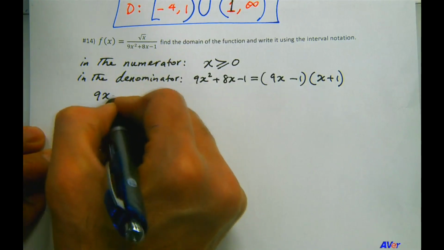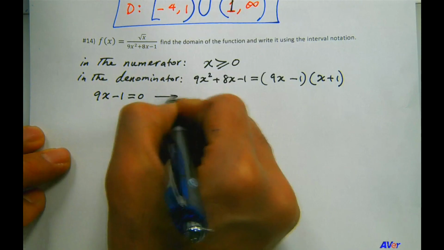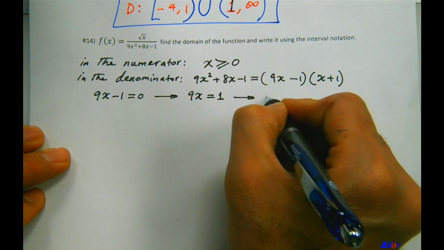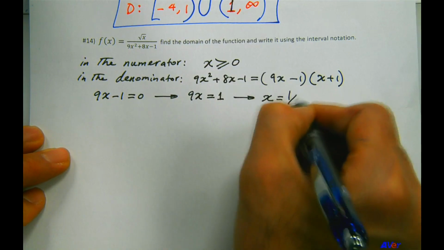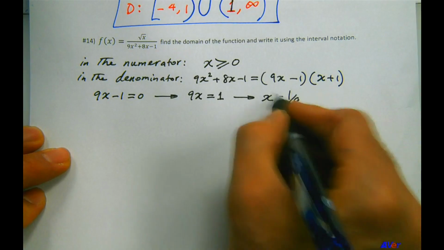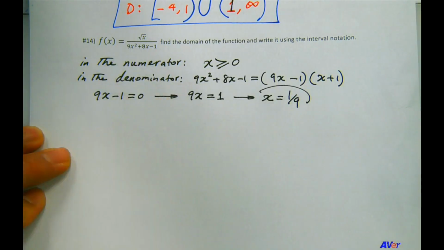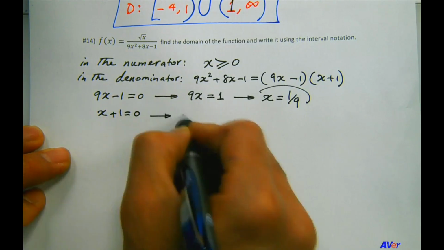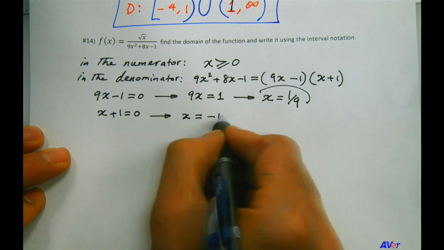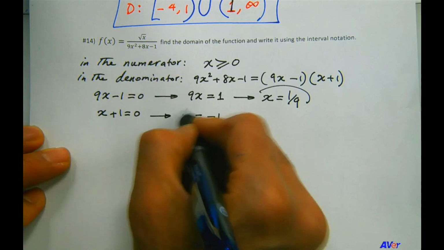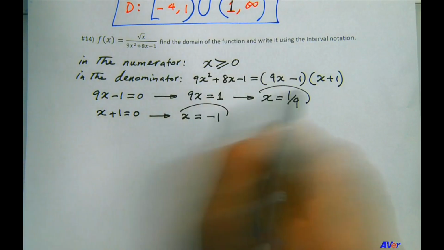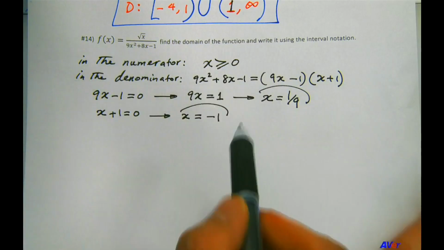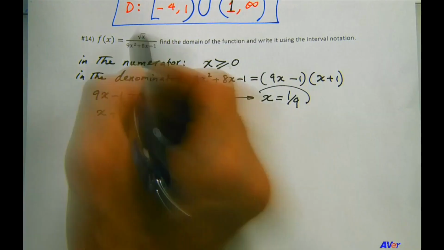Let's do that. 9x minus 1 equals 0. That means 9x equals 1. That means x is equal to 1 over 9. So that's one of the values that would make the denominator equal to 0. Let's find the other one. x plus 1 equals 0. That would mean x equals negative 1. Also another x value that would make the denominator equal to 0. So we need to exclude both of these values from the domain, while we're satisfying the condition in the numerator.